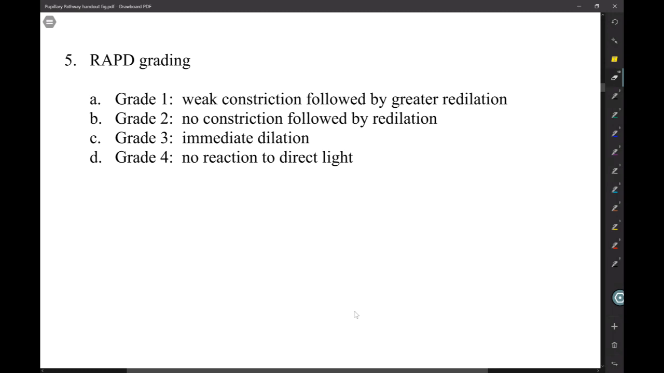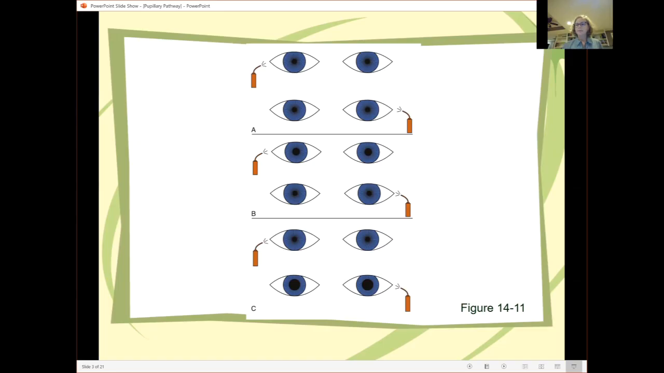With a grade 3 relative afferent pupillary defect, you go from the normal eye to the bad eye, and there's immediate dilation of the pupil. And then with a grade 4 relative afferent pupillary defect, there's no reaction even to direct light. So let's go ahead and look at some examples of relative afferent pupillary defects.